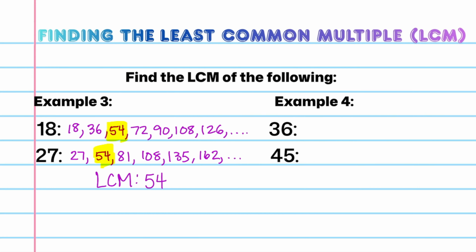Let's look at example 4. We have 36 and 45. So we're listing all of the multiples for 36, listing the multiples for 45. For 36, we got 36 times 1 is 36. 36 times 2 is 72. 36 times 3 is 108. 36 times 4 is 144. 36 times 5 is 180. 36 times 6 is 216. 36 times 7 is 252, and so on and so forth.